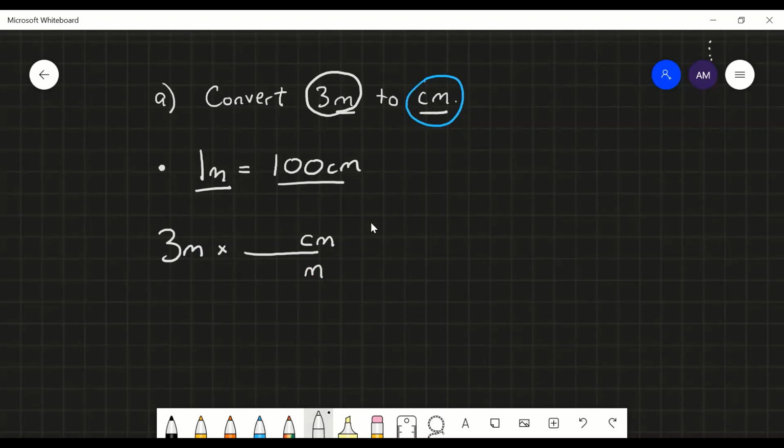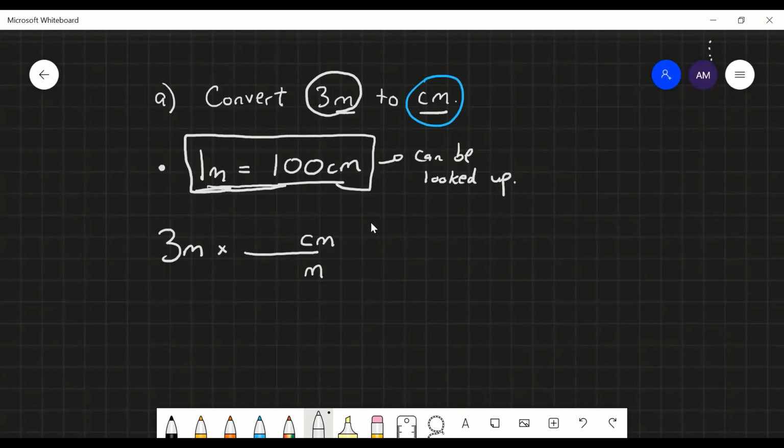What numbers do we put in here? Well, how many centimeters is equal to how many meters? That's where we have to look up this conversion that I mentioned up here. So this is something that can be looked up. And all you have to do is copy the numbers. So next to the centimeters, I see 100. So we're going to put 100 centimeters all over 1 for the meters. So 1 meter.